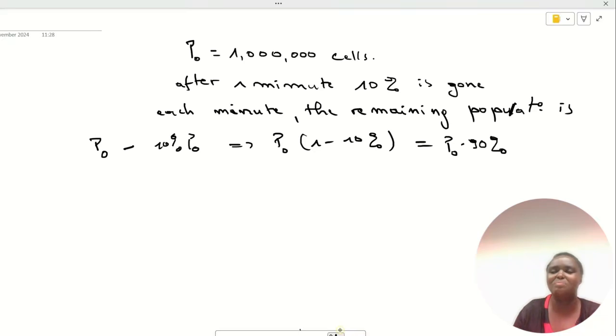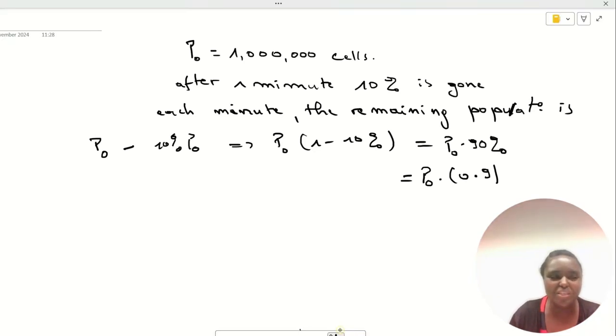And what is 90%? 90% is the same as P0 times 0.9. This is in 1 minute. And what if in 2 minutes? Then in 2 minutes it will be P0 times 0.9 power 2. And in 3 minutes it will be P0 times 0.9 power 3, and so on.